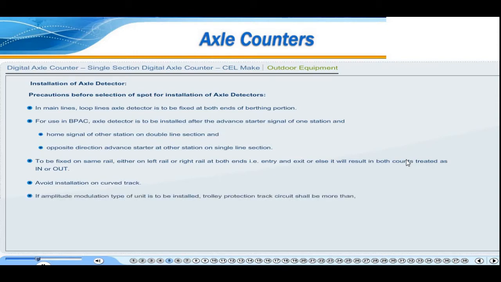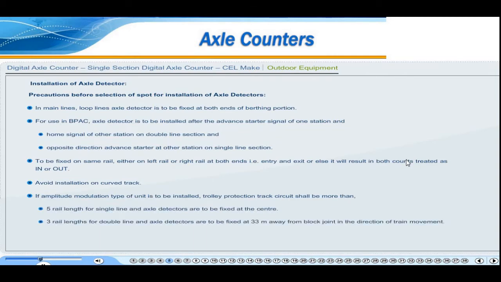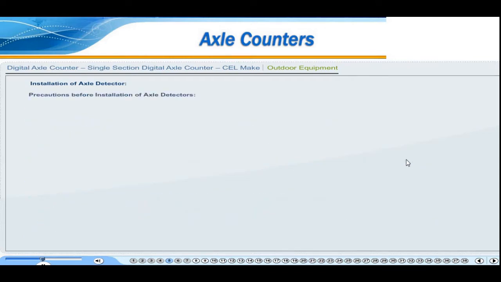If an amplitude modulation type of unit is to be installed, the trolley protection track circuit shall be more than 5 rail lengths for single line, and axle detectors are to be fixed at the center. For double line, it is 3 rail lengths, and axle detectors are to be fixed at 33 meters away from the block joint in the direction of train movement. Proper earthing arrangement is to be done near high voltage and feeder stations.